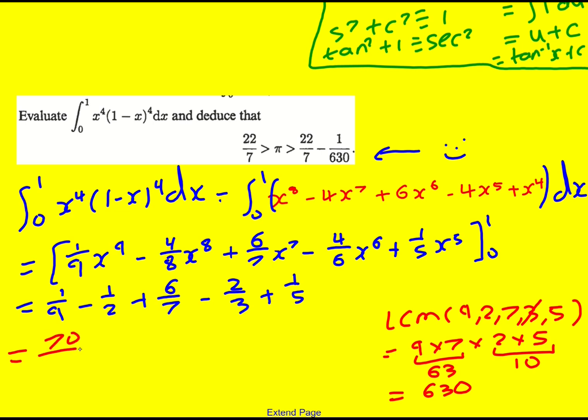So it's going to be 70 over 630 minus 315 over 630. Maybe after times by 90 over here, so plus 540 over 630. With the 3, it's going to be 310 times 2, so 600 and... Wait, that doesn't make sense. No, sorry, 210. That's better. 420 over 630. And for the 5, it's going to be 126.